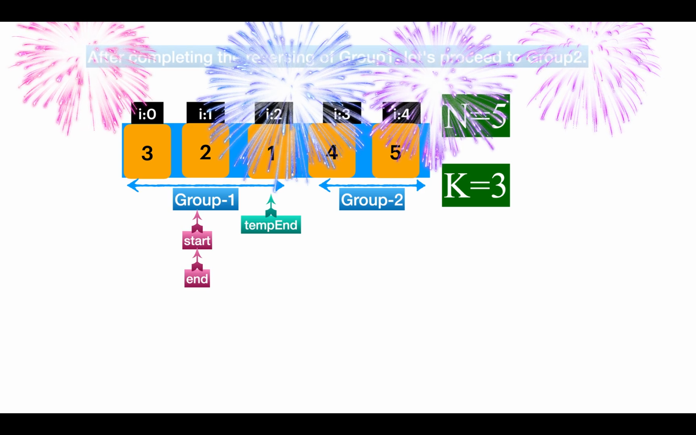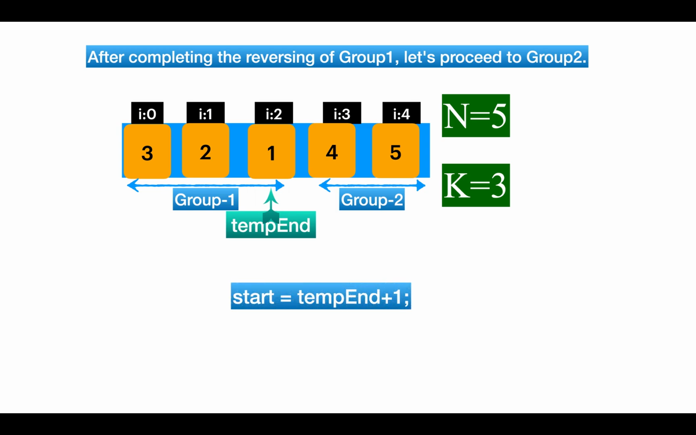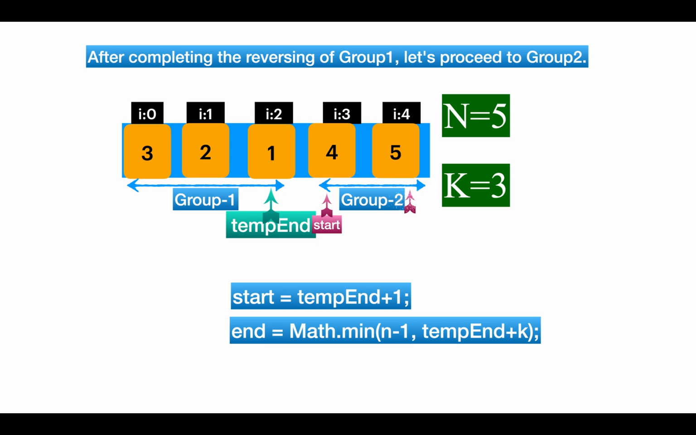Now you see we are done with the reversing of first group. Let's move on to the second group. So we already hold the previous end into temp end variable. Update the start index as temp end plus 1. End index will be either n minus 1 or temp end plus k.